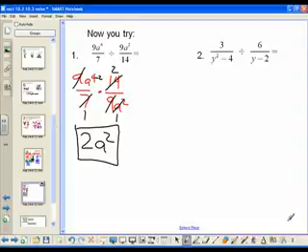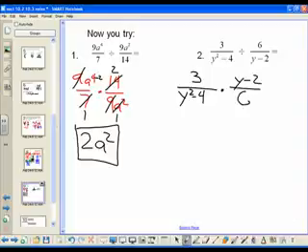Now, this one, a lot of you, I think, got in trouble. One, you don't want to factor this. So first of all, 3 over y squared minus 4 times y minus 2 over 6.